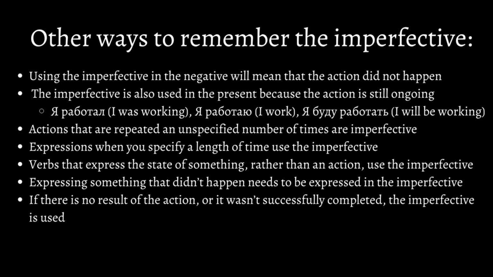Additionally, the imperfective can be used in the present tense because the action is still ongoing by definition, like я работал, я работаю, and я буду работать. In the perfective, it's not possible to put a verb in the present because there is no notion of an action that was or will be completed in the present moment. Actions that are repeated an unspecified number of times are also imperfective. Expressions, when you specify a length of time, also use the imperfective. Verbs that express the state of something rather than an action also use the imperfective. Expressing something that didn't happen needs to be expressed in the imperfective, and if there is no result of the action, or it wasn't successfully completed, the imperfective is also used.